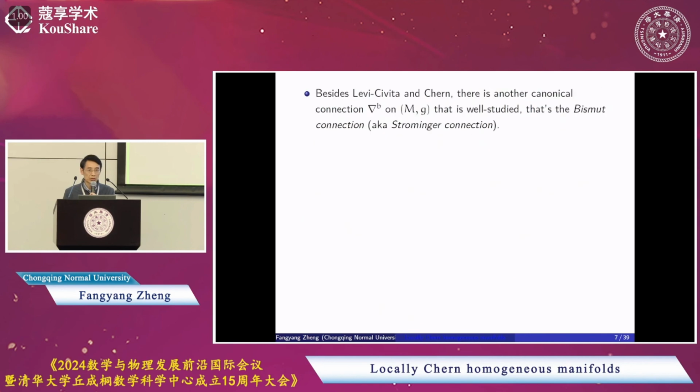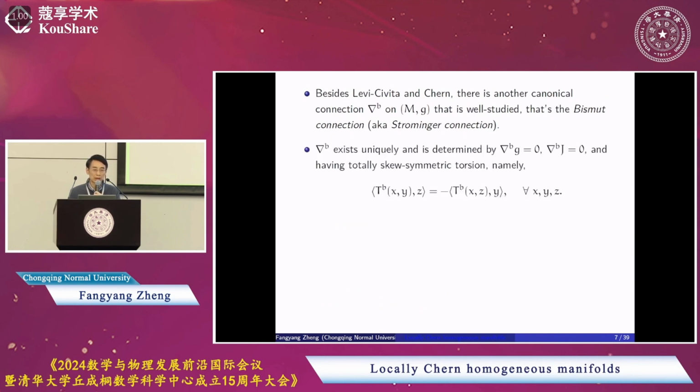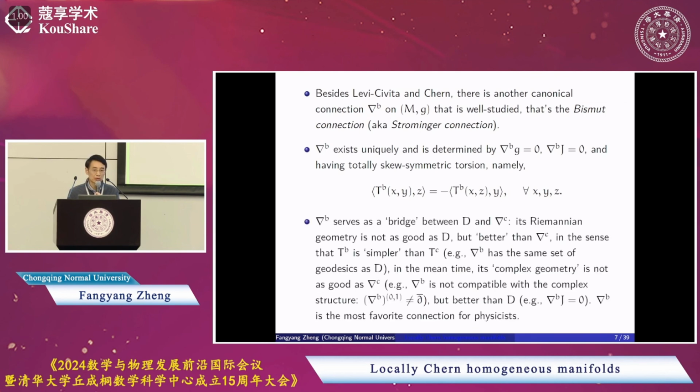There's another connection that physicists like, the Bismut or Strominger connection. This is defined by requiring the connection to be compatible with J and also requiring its torsion to be totally skew-symmetric, so it becomes a 3-form. This connection serves as a bridge between Levi-Civita and Chern. I don't know much physics, so I don't know why physicists like it so much. But from the mathematical point of view, it serves as a bridge between the two.